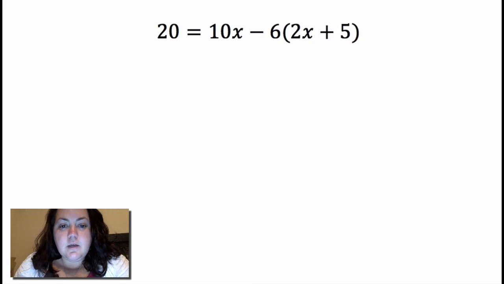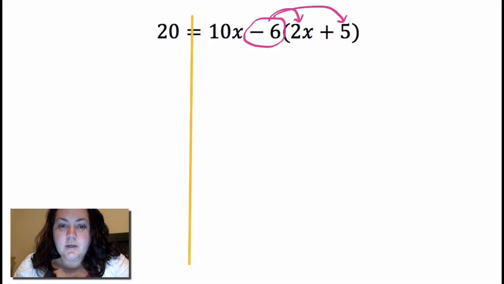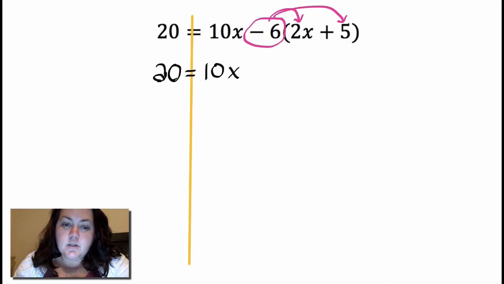Now I have 20 equals 10x minus 6 times 2x plus 5. I'm going to draw my line, and I'm going to distribute a negative 6 into everything inside the parentheses. So I have 20 equals 10x, and I do negative 6 times 2x, that's going to give me a negative 12x. And I do negative 6 times 5, that's going to give me a negative 30.